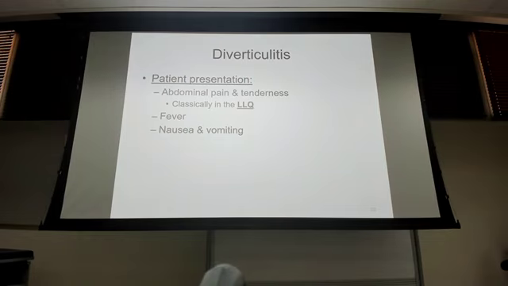Usually abdominal pain and tenderness in the left lower quadrant, versus diverticulosis, normally no associated signs or symptoms. Patient has an inflammation, an infection, so they're going to have a fever, nausea, and vomiting. So classic presentation would be left lower quadrant abdominal pain, fever, and nausea.